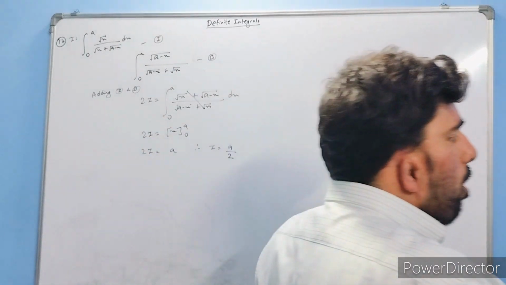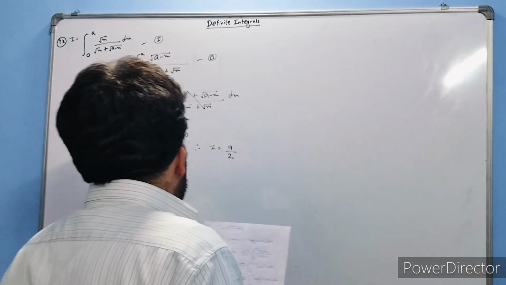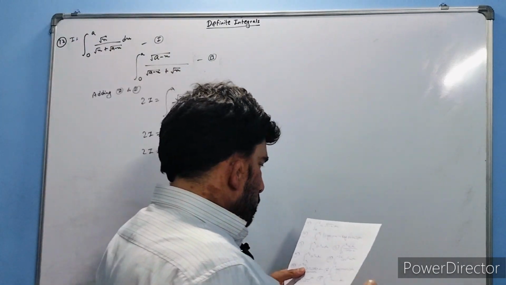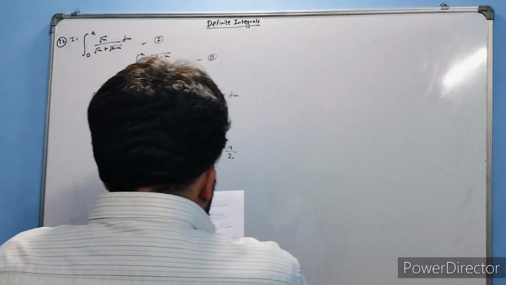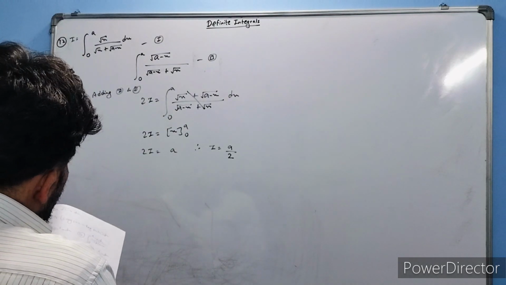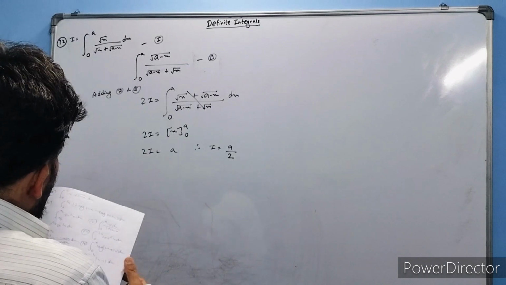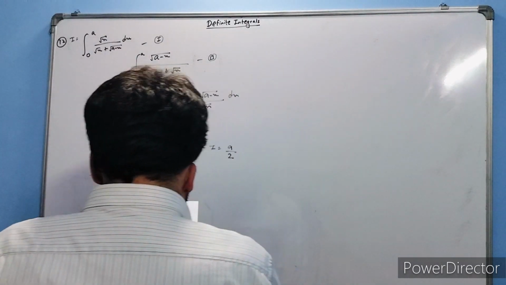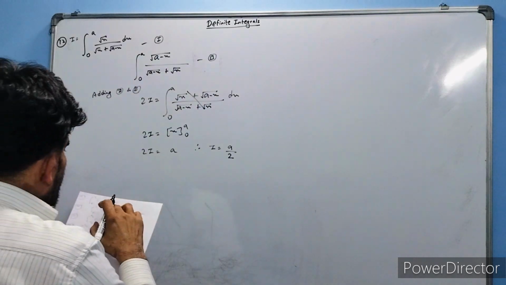Now let us try to solve more numericals. Now we have solved 12 numericals. Now let us try 5 to 6 numericals more. Okay, so now let us see, we have solved this. Now let us try to solve more numericals here. Now let's try to solve this one. Okay, this one we'll try.